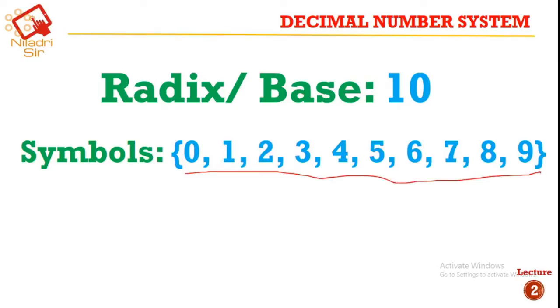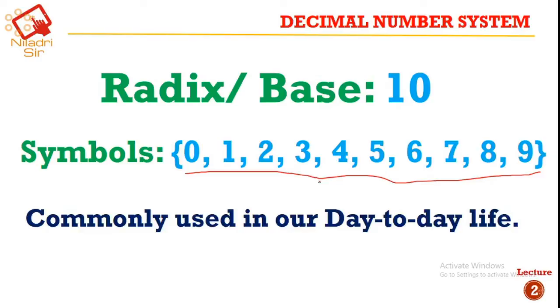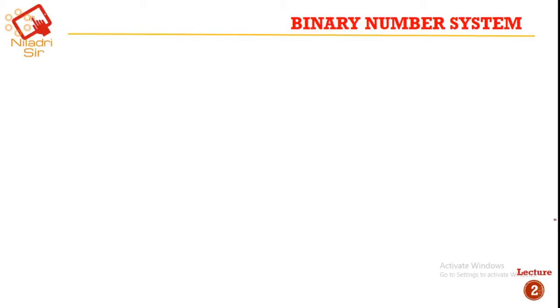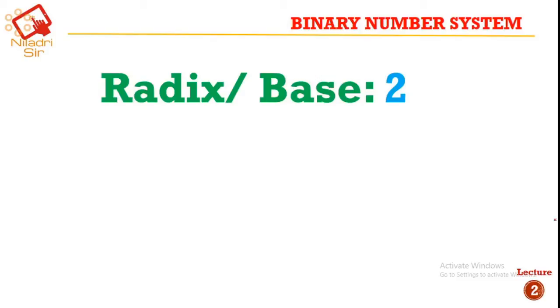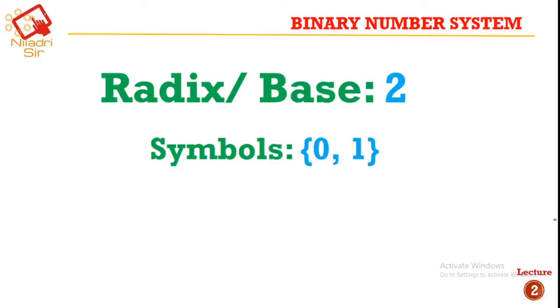Next is where it is used. It is commonly used in our day-to-day life, as you know. Next comes the binary number system. In the binary number system, the radix or base is 2, as we have only two digits, 0 and 1. Using 0 and 1, we will represent every number.